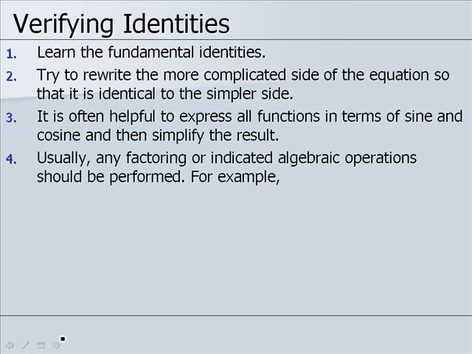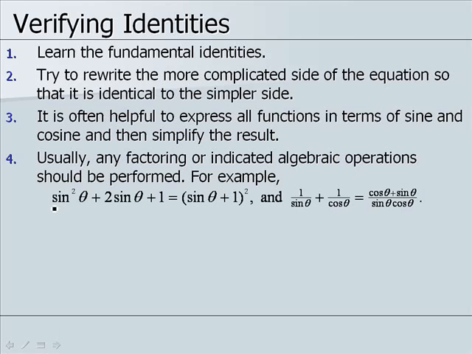Next, usually any factoring or indicated algebraic operations should be performed. For example, when we have here sine squared plus 2 sine theta plus 1, you need to be able to factor that as sine of theta plus 1 quantity squared. So you need to kind of recall all your factoring from previous algebra courses. Also here, if we want to put these two together as we did in a previous example, finding a common denominator and combining and adding fractions.